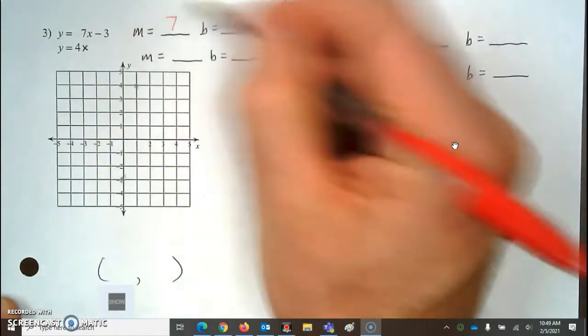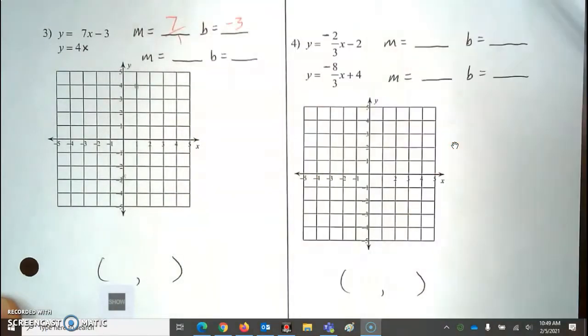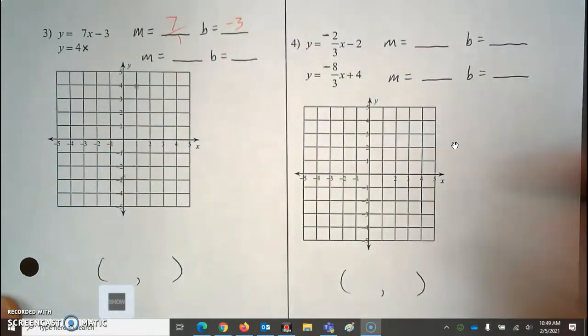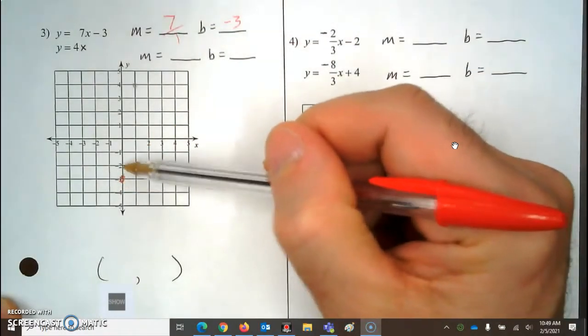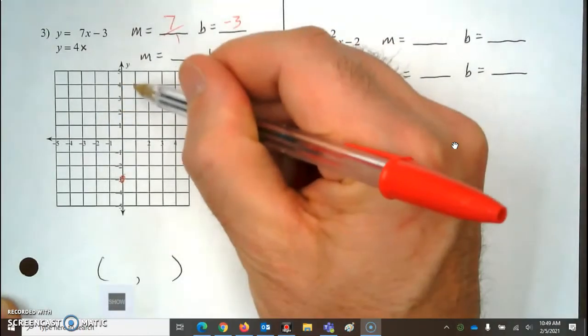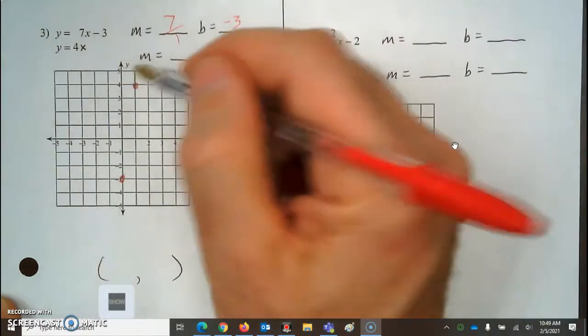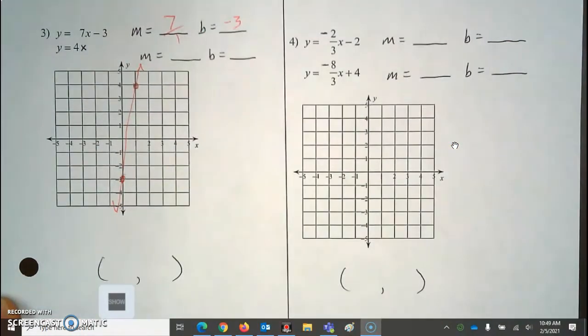So slope is 7. Y-intercept's -3. I'll make the slope a fraction. I'll go to -3, and I'll go up 7 over 1. 1, 2, 3, 4, 5, 6, 7 over 1. I think I already had that in pencil. I was making sure it worked. Connect. So that's a very steep line.